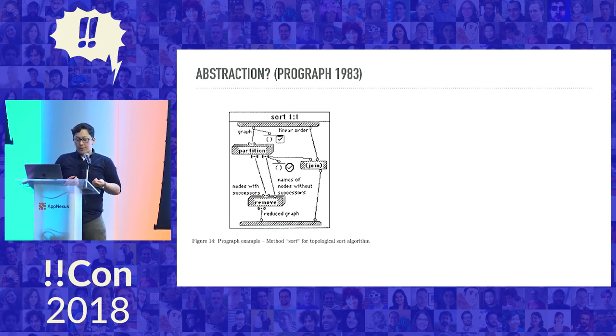Maybe the best solution out there comes from ProGraph, which is a language from the 80s. This is a data flow-based language. To me, it looks exactly like Mousetrap, which both excites me and horrifies me. The cool thing about ProGraph is that it's truly object-oriented. It has classes and has inheritance.